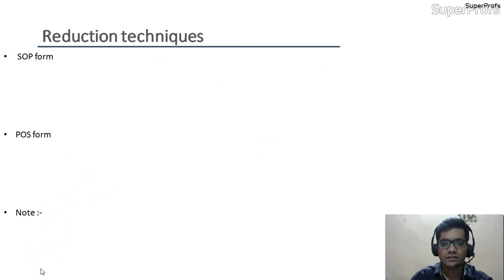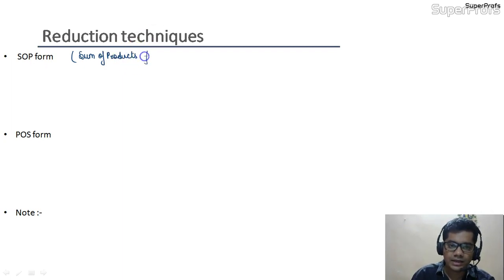Okay students, now we are moving towards the reduction techniques. So what are the reduction techniques? To understand them, first we are going to see what is SOP form and what is POS form. SOP form stands for sum of products form. So what do we mean by sum of products form?